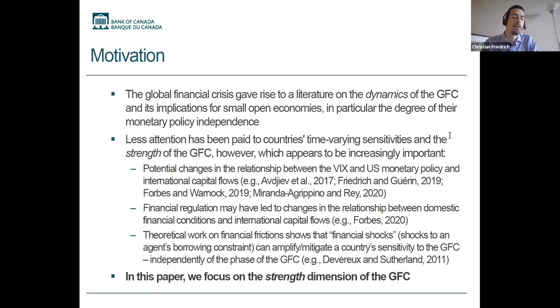And then third, from a theoretical perspective, there's more recently more and more work on financial frictions, and this work shows that financial shocks, so basically a shock to an agent's borrowing constraint, can amplify or mitigate the country's sensitivity to the global financial cycle. And this happens independently of the phase of the global financial cycle, so independently of prices or quantities of the global financial cycle. So overall, this suggests that the concept of global financial cycle strength is a very important one, and that's why we look at this in our paper.